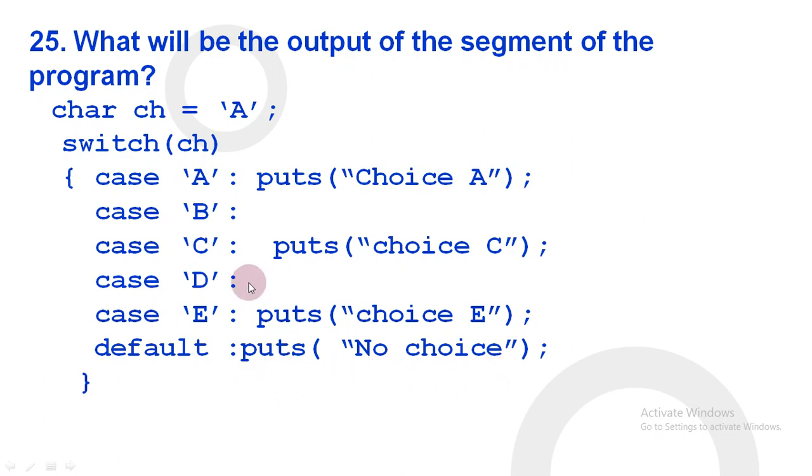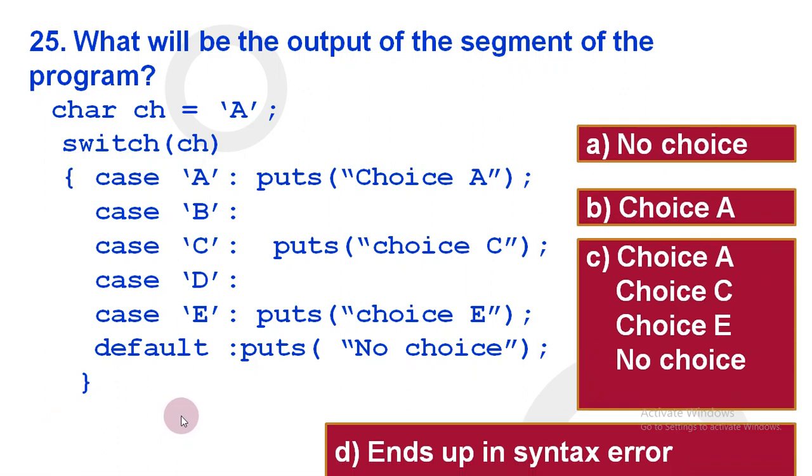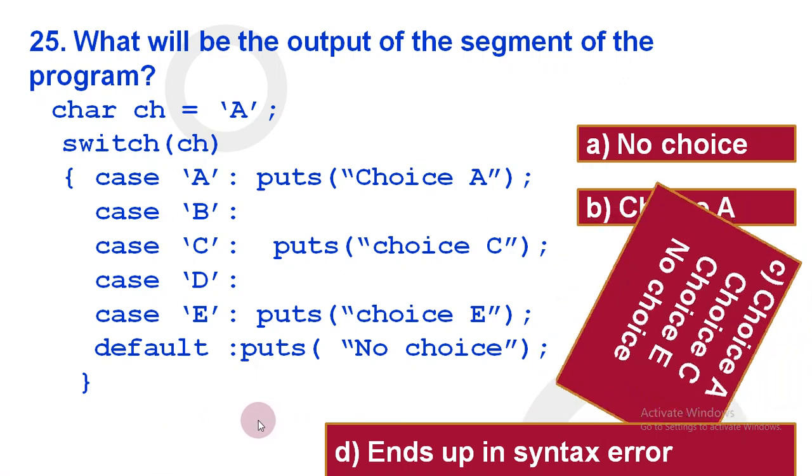What it prints means, since there is no break anywhere, it has to print everything: choice A, choice C, choice E, no choice. Okay, had there been a break over here, it would have printed only choice A and the control would have been somewhere over here, coming out of the switch block. So choice A, choice C, choice E, no choice. I think this is the answer that is going to be printed.